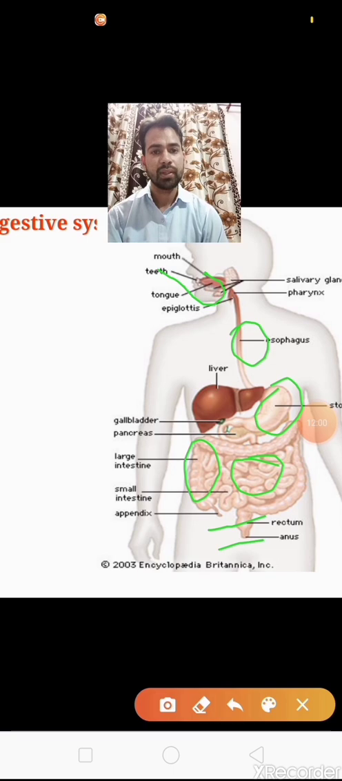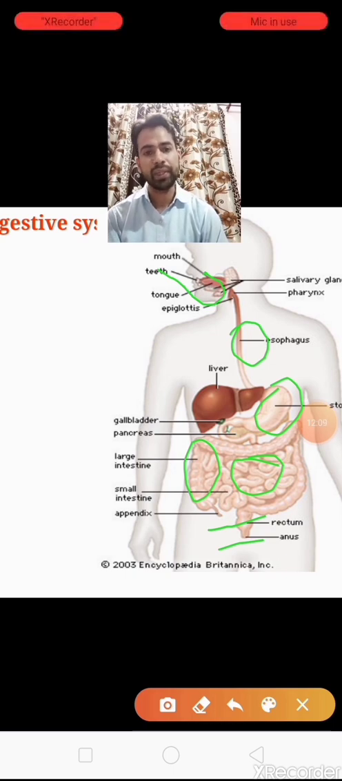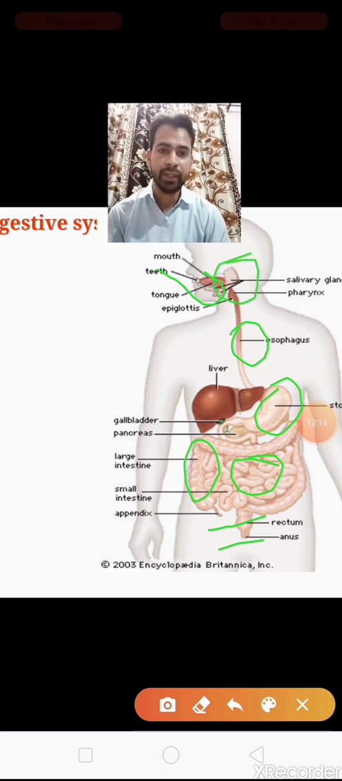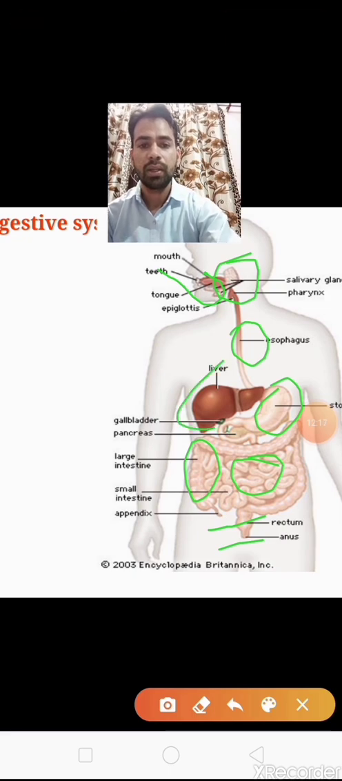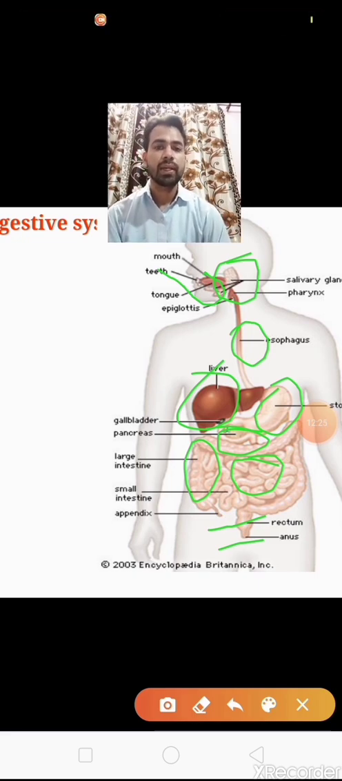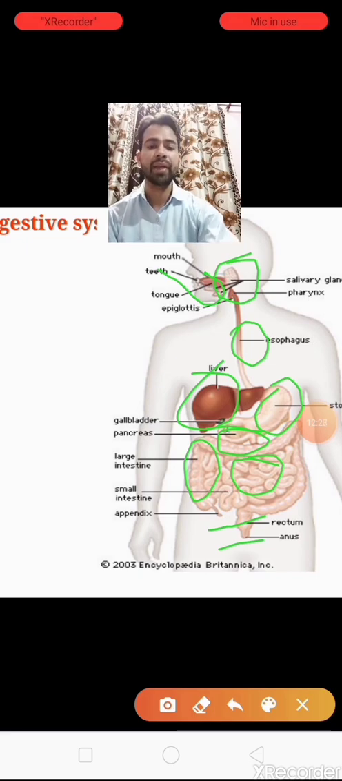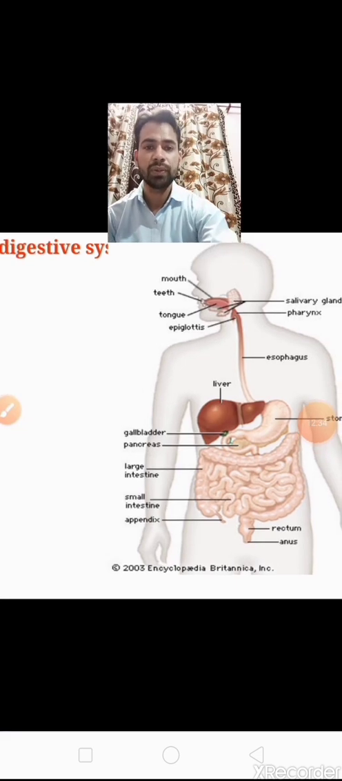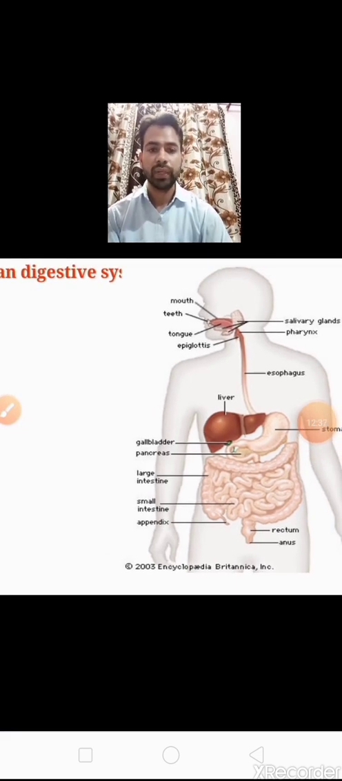Okay, children, is that clear to you? Now the digestive glands that are associated with the alimentary canal are the salivary gland, liver, and pancreas. So the digestive glands and the alimentary canal together form the digestive system. Okay, children, it is clear to you.